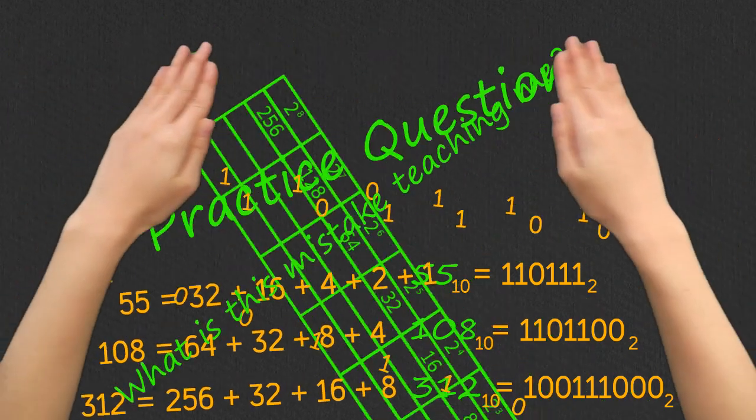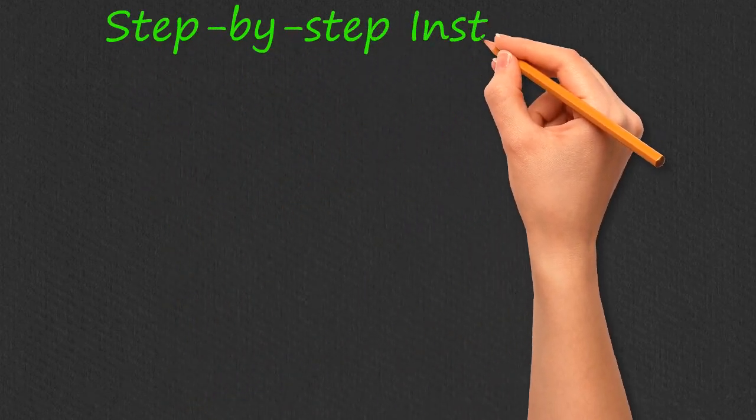In the last part of this video, I would like us to come up with a step-by-step instruction for converting decimal numbers to binary numbers using the place value table approach. We have already tried it to some extent before the practice questions, but this time I would like us to be more precise and put it into a formal description that is clear and concise.